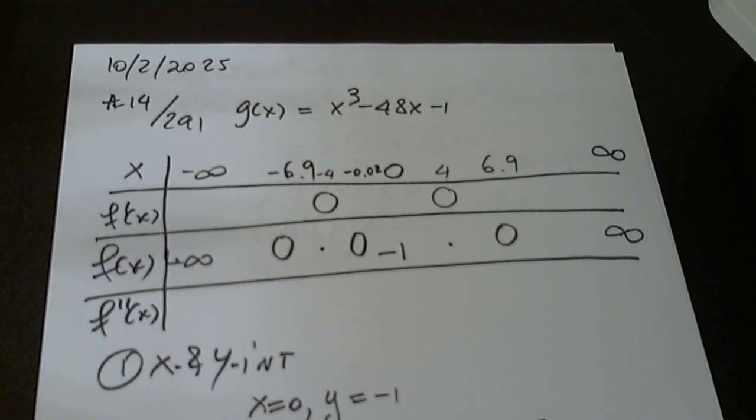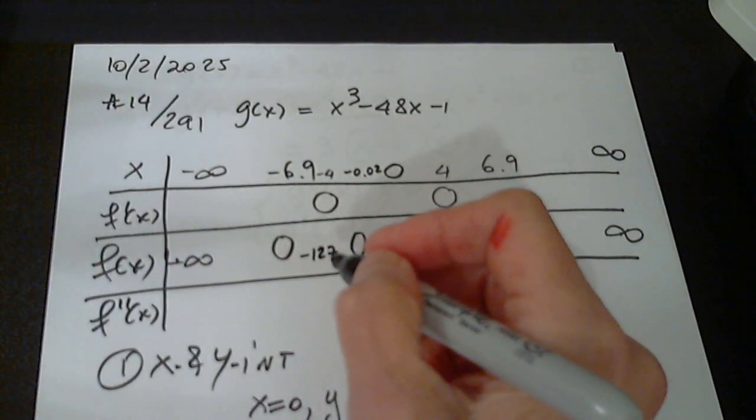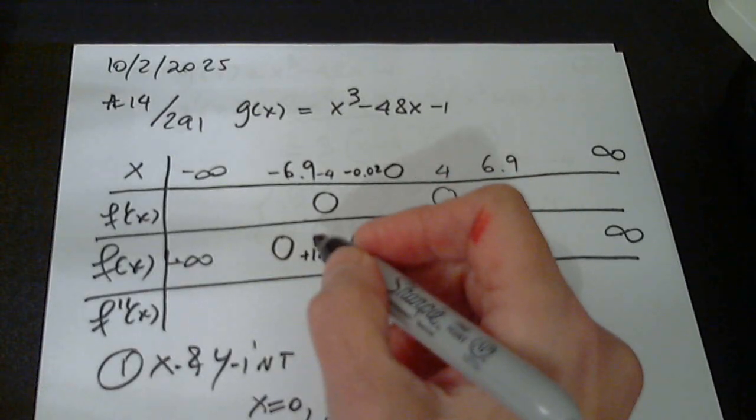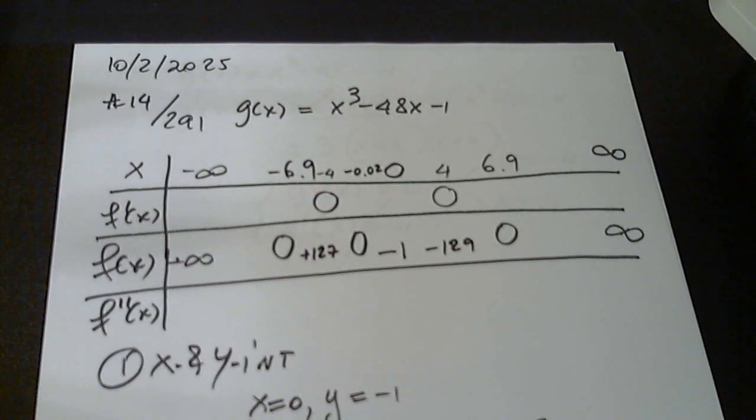In y equals, I will put this function x to the third minus 48x and then minus 1, and I will plug in positive 4 and negative 4. So negative 127, and no, that's positive. The first one is positive, and negative 129. Okay.